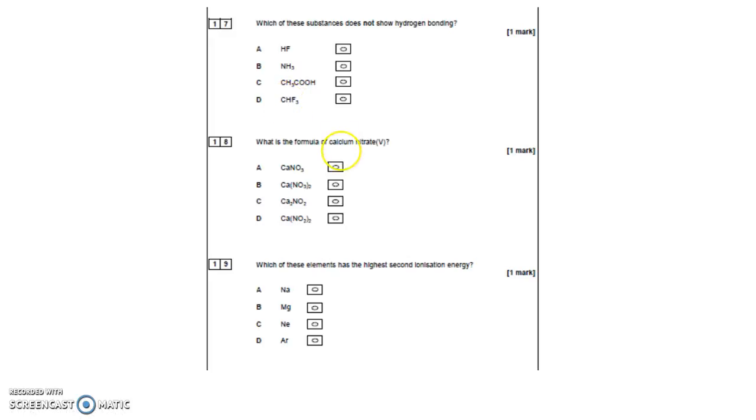What is the formula of calcium nitrate? Well, calcium's in group 2, and a nitrate is an NO3 1- ion. So your answer is B, 1 Ca2+ with 2 NO3-. Which of these elements has the highest second ionization energy? Your answer is going to be sodium, because once it's lost 1 electron, it's got a full outer shell, so it's not going to want to take a second electron out of its full outer shell. So it's going to have a very, very high ionization energy.